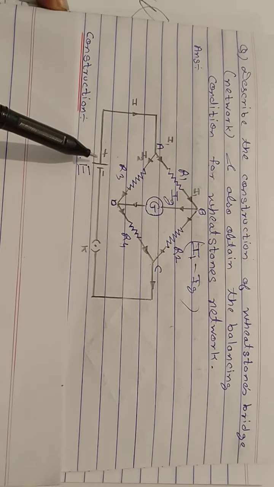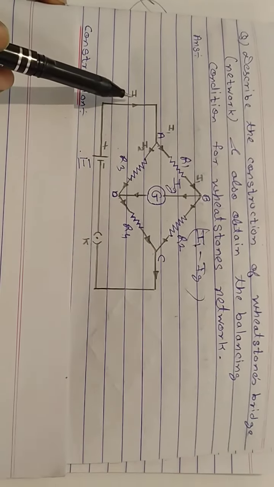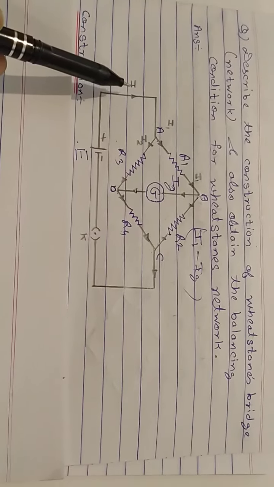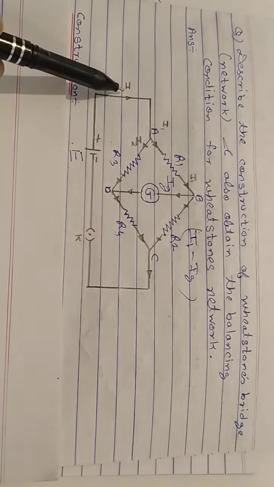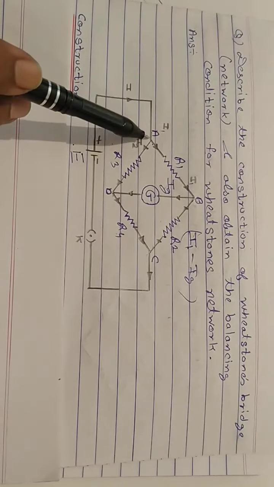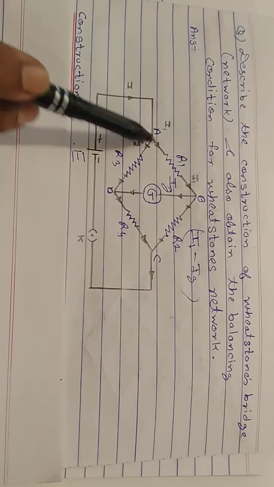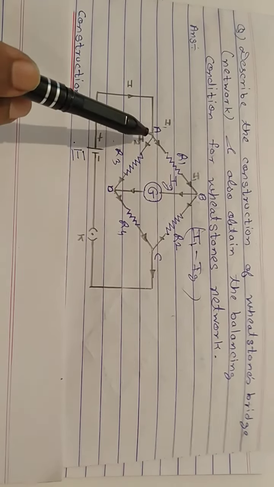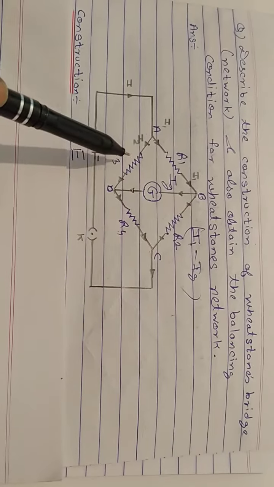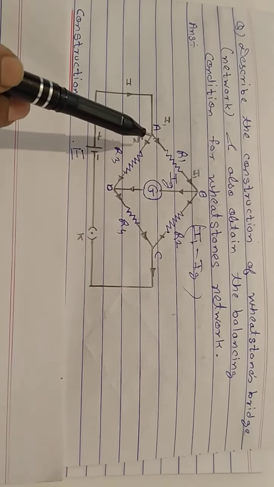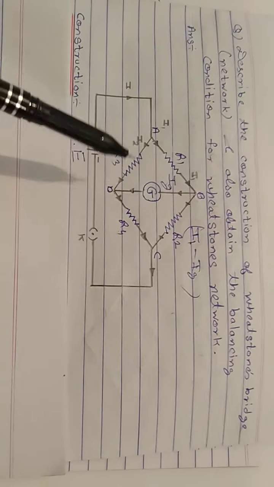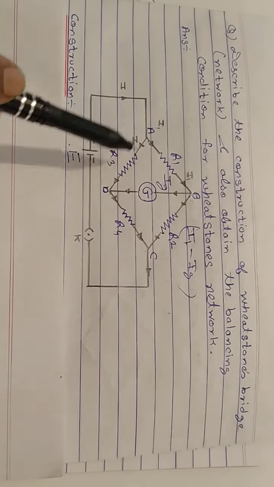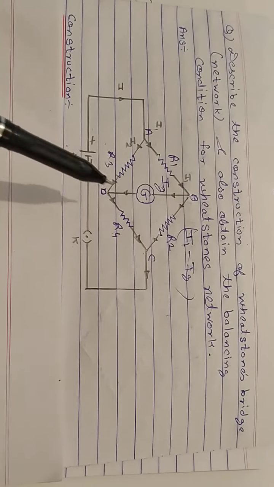Let us consider the current flowing through the main branch is I. When we reach point A, it is divided into 2 currents, say current I1, current I2. Current I1 is flowing through the branch AB. I2 is the current flowing through the branch AD.